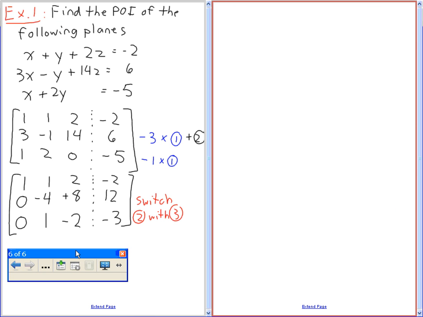So I write this as 1, 1, 2, 0, 1, negative 2, which is negative 3, and 0, negative 4, and 8.